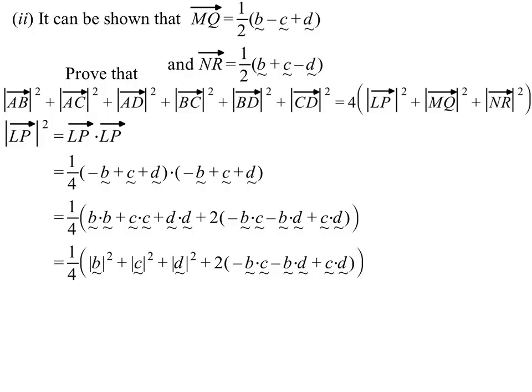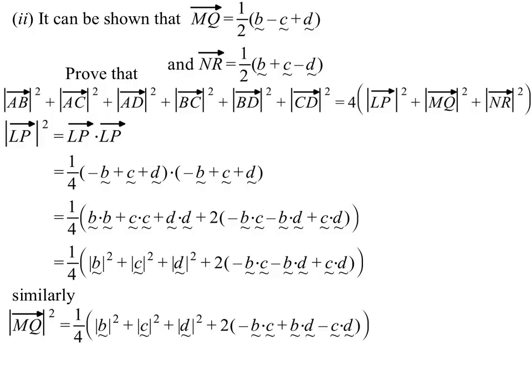So the magnitude of LP squared would be the dot product, so LP dot LP, which we just worked out. So it'll be a quarter of that. Now, if I expand that all out, what do we get? Well, I've got all these b dot b's, c dot c's, and d dot d's. That's going to get magnitude of b squared, magnitude c squared, magnitude d squared in there. Now, I've also got this other expression, 2 lots of that. Okay. What about each of these other ones?